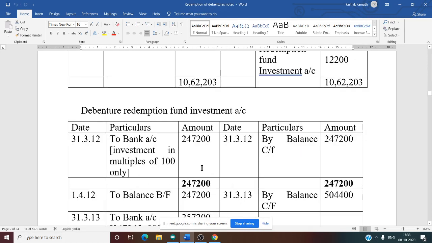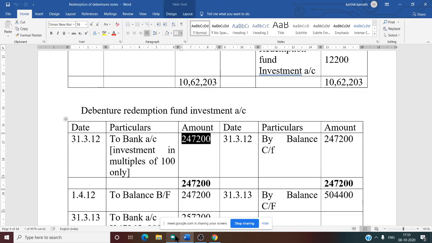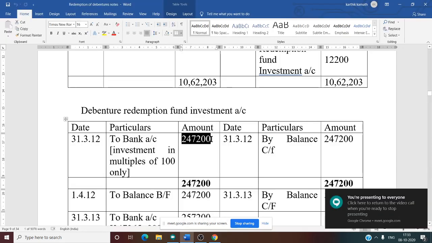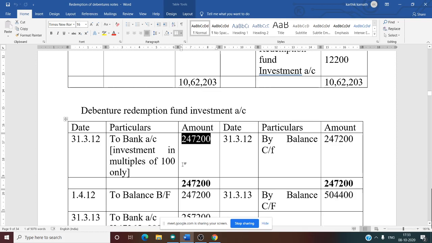But we cannot write 2,47,265 here. Why? Because investment is in multiples of 100 only. So even if it is more than 50, it doesn't matter. Even if it is 2,47,299, it doesn't matter. You are going to write 2,47,200 only. If it is in excess of 300, then 2,47,300.